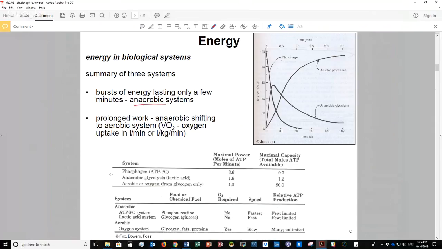And so to talk about those here, let's look down at this table here. I want you to look at these columns here. So you can see for anaerobic systems, we've got 2 of them, this ATP-PC system and this lactic acid system. And for each of these, no oxygen is required. They're both relatively fast. The problem is they're not that efficient. You can see that there's relatively little ATP produced.